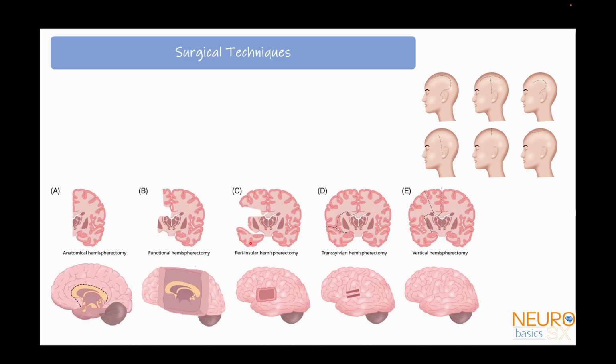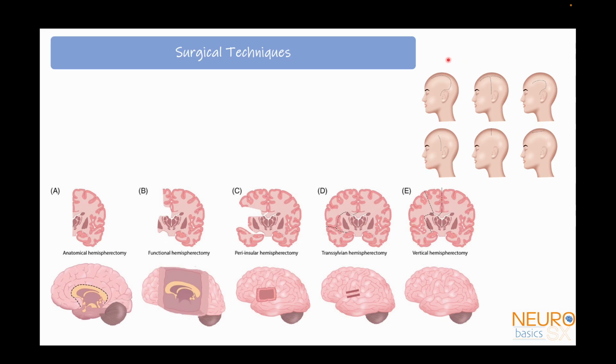So in a peri-insular hemispherectomy, you can see the tissue of the insula and around it has been resected, and there's a disconnection which happens above the insula and below the insula, and that's all. But a significant amount of tissue has been preserved, but it is just disconnected. In a trans-sylvian hemispherectomy, there's absolutely no resection and it's only disconnection. This can similarly be done from the parasagittal route, and that is what is known as a vertical hemispherectomy.